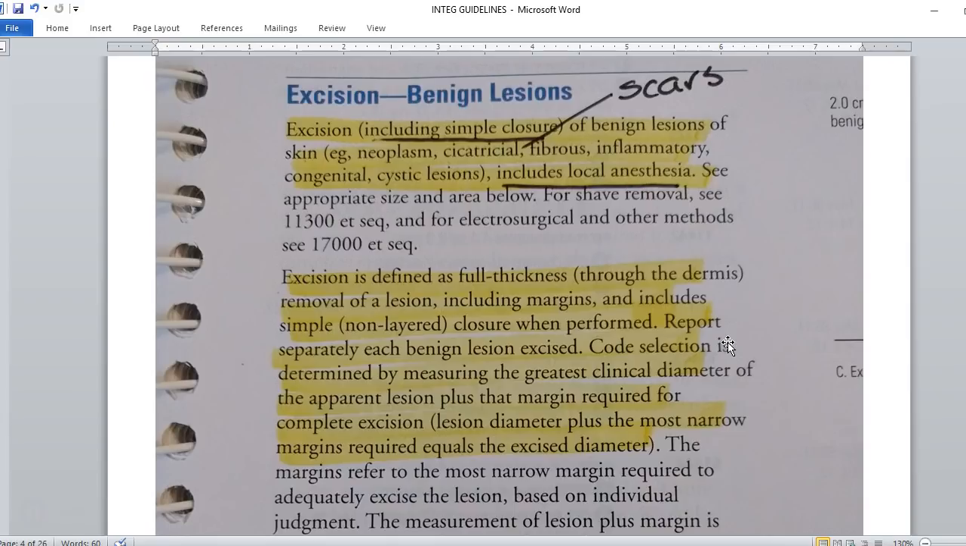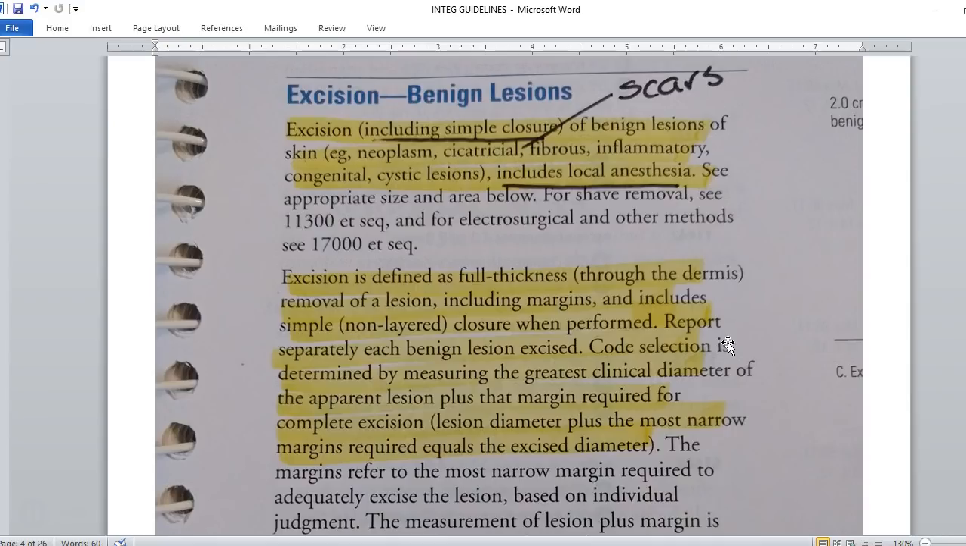So what is excision? Excision, which includes simple closure of benign lesions of skin. So benign lesions of skin can include benign neoplasms, benign cicatricals, which are scars, fibrous, inflammatory, congenital, and cystic lesions. And this includes local anesthesia. So they also can do this for different types of congenital conditions that lead to large patches on the face being miscolored and things like that. But a lot of times these are done for different types of lesions that need to be fully removed.